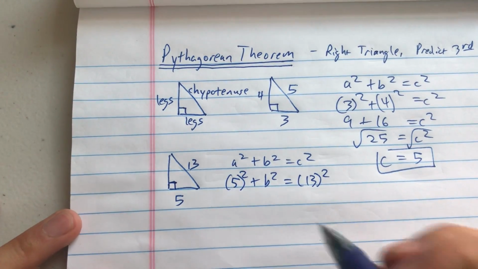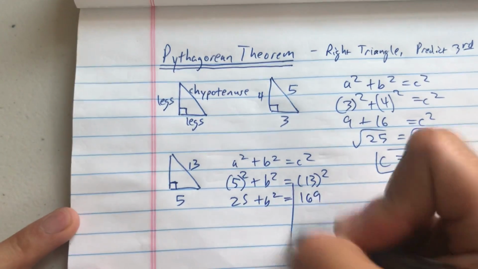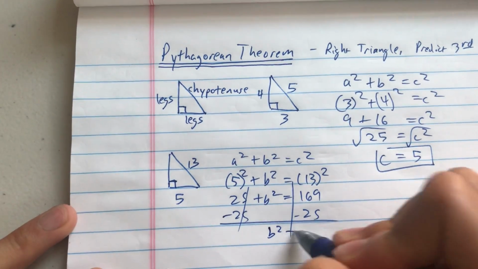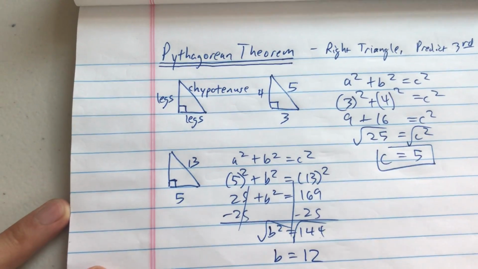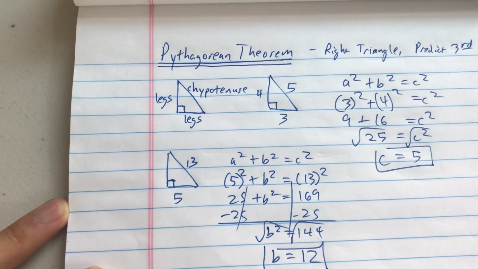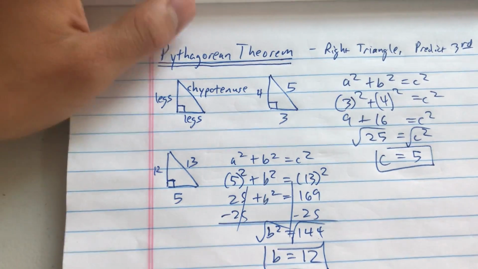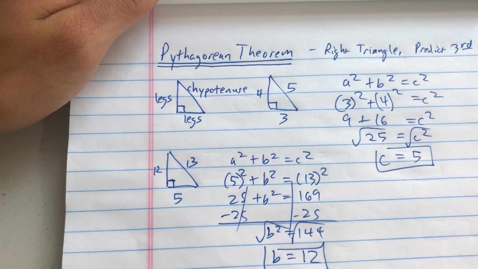From here, you solve it like a normal equation. 25 plus b squared is equal to 169. Subtract 25 on both sides. You get b squared is equal to 144. And from here, you take the square root of both sides, and you get b is equal to 12. And that's it. It's pretty straightforward, okay? B is equal to 12. So that's the Pythagorean theorem in a nutshell.